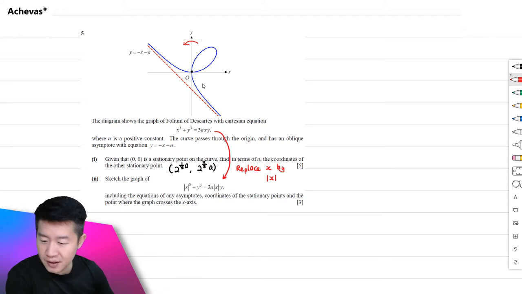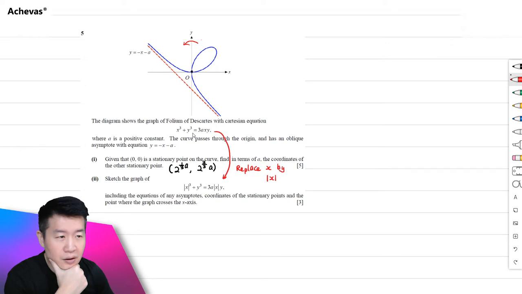Sketching this from the GC, how do you actually sketch this on your GC? Because if you were to sketch this on your GC, you need to make y the subject. Is it possible to make y the subject? Algebraically, I'm not very sure how y can be made into the subject. Because if it is not possible, then I don't think you can press this into your GC.